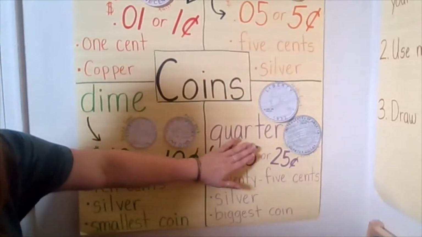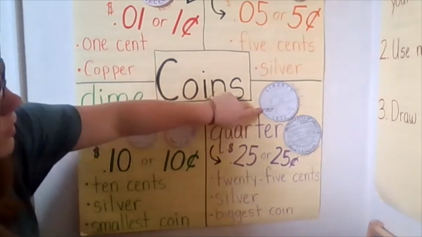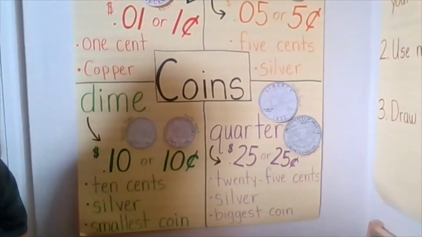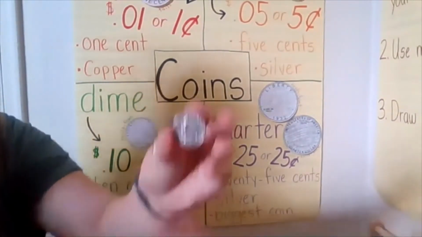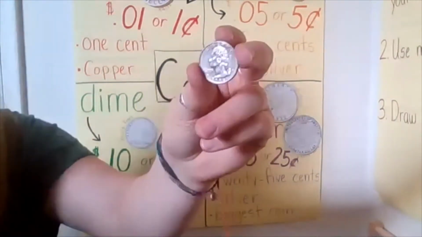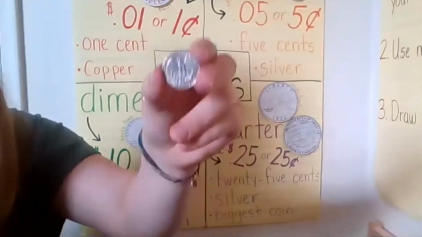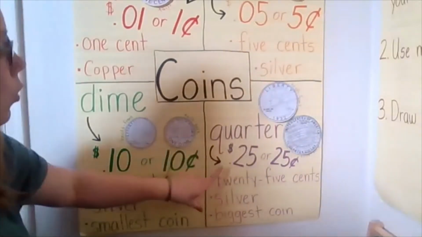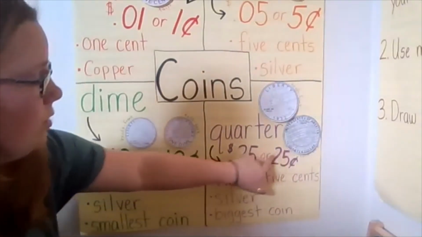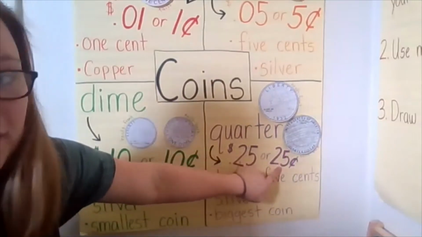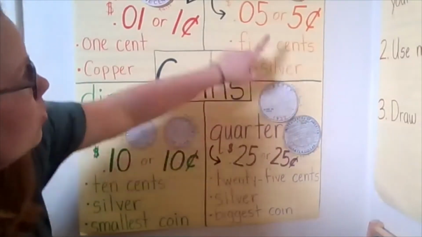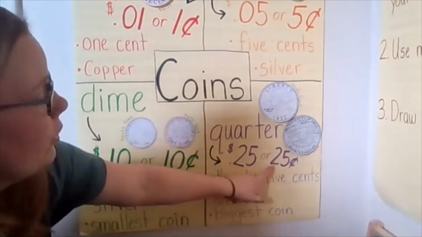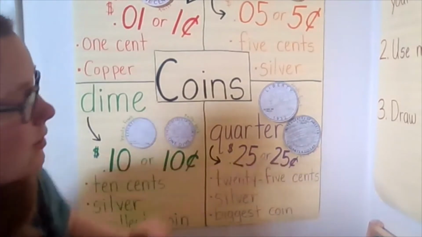And last, we have a quarter. This is what the heads of a quarter looks like and the tails of a quarter looks like. So looking closer at a quarter, we have the heads of a quarter and the tails of a quarter. Now a quarter is worth 25 cents. So this is how it would look if we wrote it. So a quarter is actually worth the most. It's more than a nickel, a penny, or a dime. Quarter is the most cents.